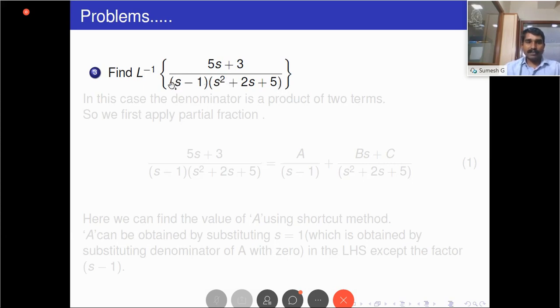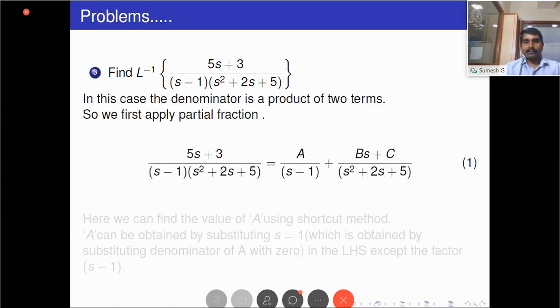Here also we first look into the denominator. In this case, the denominator is a product of two terms. If the denominator is a product of two or more terms, first we have to apply the partial fraction technique. So this is the partial fraction form: A by s minus 1 plus Bs plus C divided by s square plus 2s plus 5.